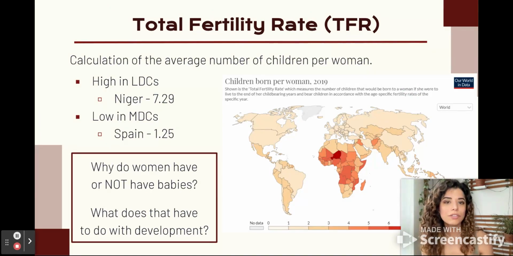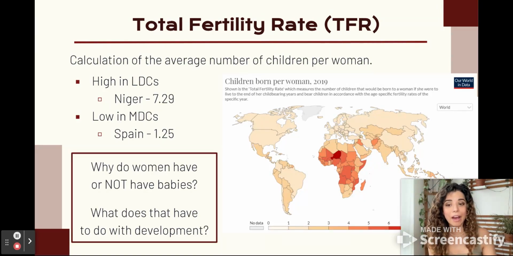So first one, total fertility rate. This should be familiar to y'all from Unit 2. So this is just the average number of children that women will birth within their lifetime. So we typically see high total fertility rates in less developed countries, low total fertility rates in more developed countries. So here are two examples we have here. Niger at 7.29. So on average, women will have over 7 children within their lifetime. Spain at 1.25. So most women will have less than 2 children within their given lifetime.